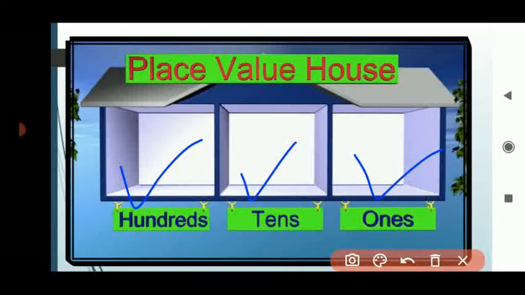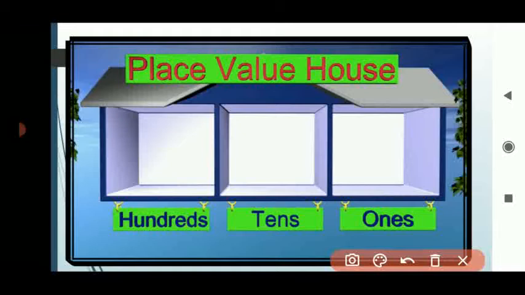Which means in one room there should be only one digit. Remember, any digit from 0 to 9 can come. But you have to remember, in one room there should be only one digit, not more than one. In this house, we can only have one digit in each room. This is a rule and we have to follow it.